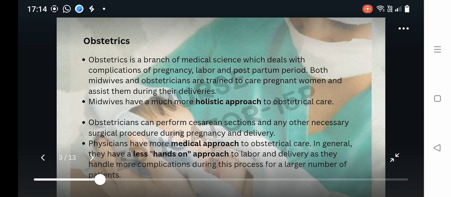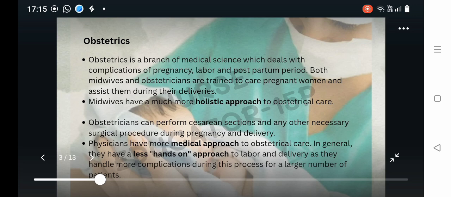Even during labor, if a big baby is there, or breech presentation, or cephalopelvic disproportion, in those conditions they handle it by conducting cesarean sections. And also in postpartum, the woman might have postpartum hemorrhage or any other complications, which can be handled by the obstetrician. Both midwives and obstetricians are trained to care for pregnant women and assist them during their deliveries.